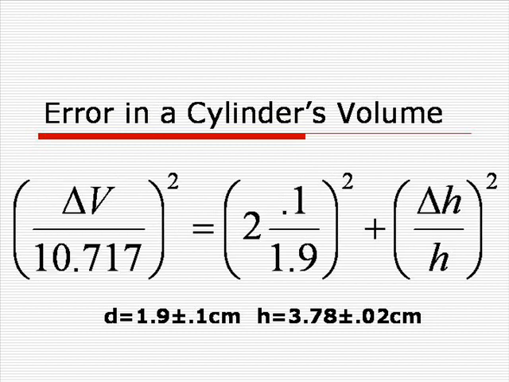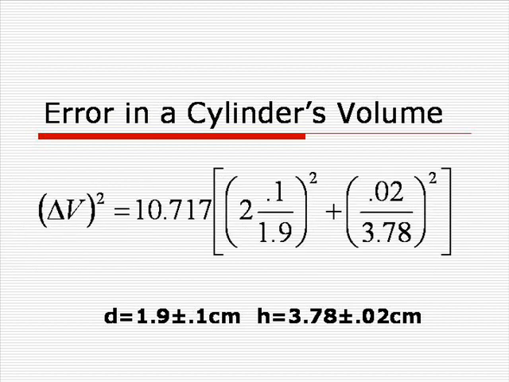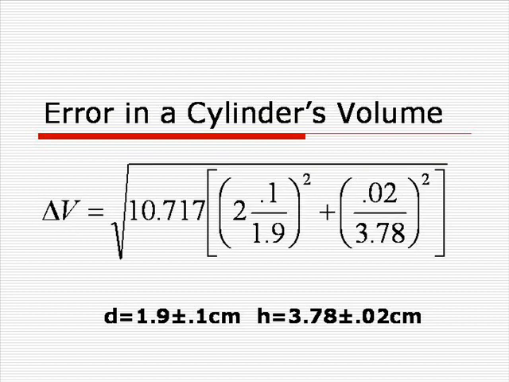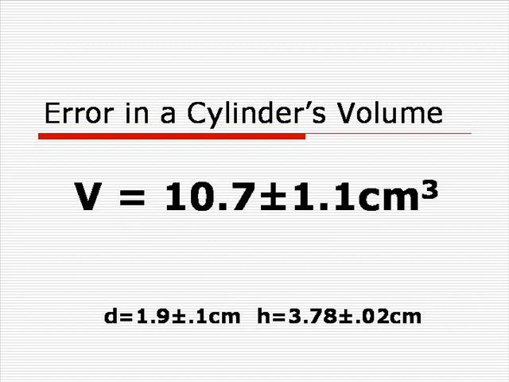From the diameter and height, the volume can be calculated to be 10.717 centimeters cubed. Remember that we already found an equation for the total error in volume. Solving the formula for delta V and plugging in numerical values, we get the error in volume to be 1.1 centimeters cubed. We then record the volume as 10.7 plus or minus 1.1 centimeters cubed.